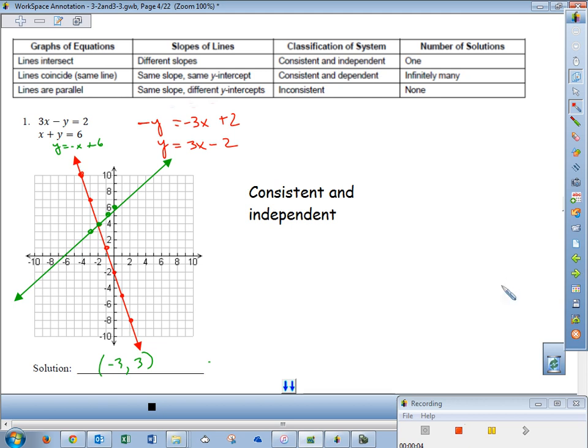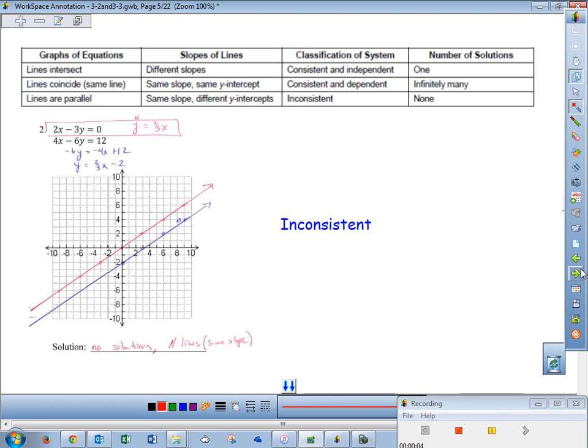Cool? Do that to the next one. How many answers did you get on the next one? Number 2, right? Do you know what I'm talking about? I'm on problem 2 here from your homework. How many answers did you get? You got no solution. So is that consistent or inconsistent? That's inconsistent. Since there are no answers, you do not say independent or dependent. Cool? Do that for the rest of the problems on this page.